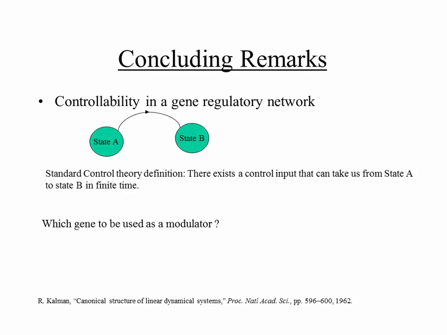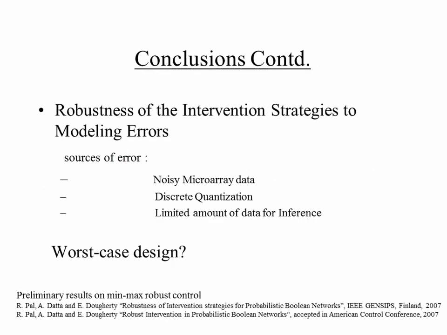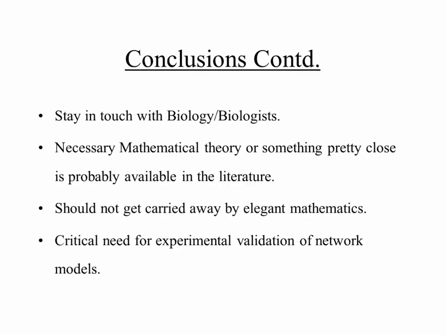That's a question, right? Then the other thing is that you'll have to look at robustness of the intervention strategies, because if the network that you're using does not happen to be the true network, and you don't know what the true network is, is your design robust? So we have looked at that. There are some papers that have been published, right? You might want to do worst case design and so on.